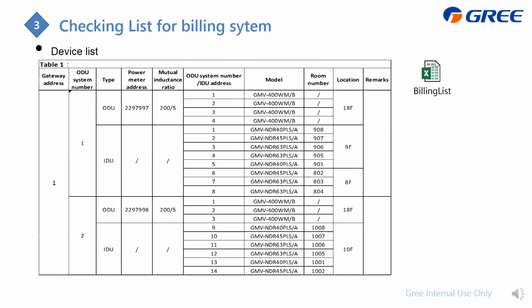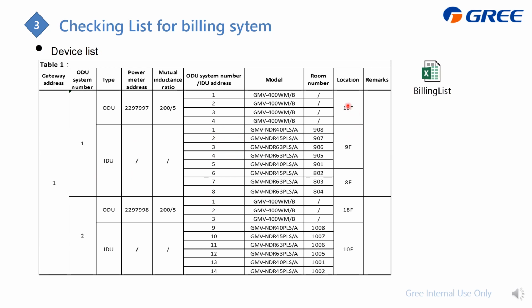Before you do the gateway debugging, you need to prepare the device list, and I will just display an example for your reference. It is inside this Excel file. When you open this file, it will display this table. You will find that in this table, this is gateway address number 1 or number 2. Under this gateway, there are multiple systems, system 1 and system 2, and under each system there are auto units. For this case, there are 4 auto units, and the in-dot unit count is 8.